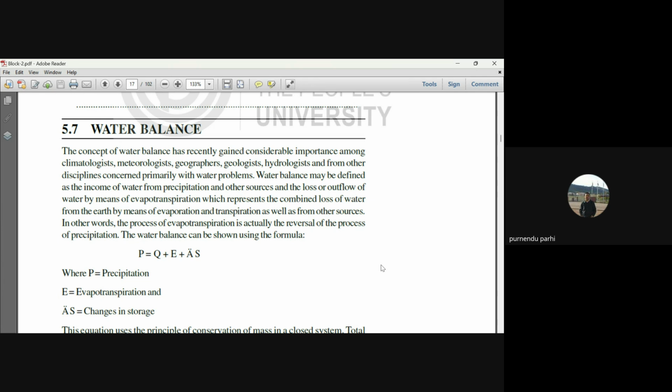In other words, the process of evapotranspiration is actually the reversal of the process of precipitation. The water balance can be shown using the formula P = Q + E + ΔS, where P is the precipitation, Q is the runoff, E is the evapotranspiration, and ΔS is the change in storage.